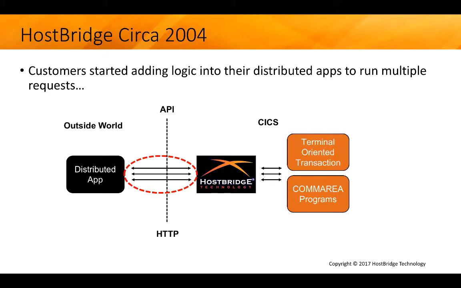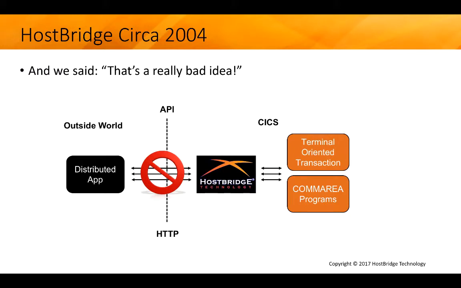So customers began to build their applications where the distributed applications were sending multiple requests into HostBridge. We would do our thing, starting a terminal-oriented transaction or interacting with a COMMAREA program and returning the response. But we began to look at that at some of our customers and began to have concerns. Very specifically, we said, that's really a bad idea. If you know you're going to be always sending these three requests in this sequence, that seems to be a terribly inefficient way to go about that business.